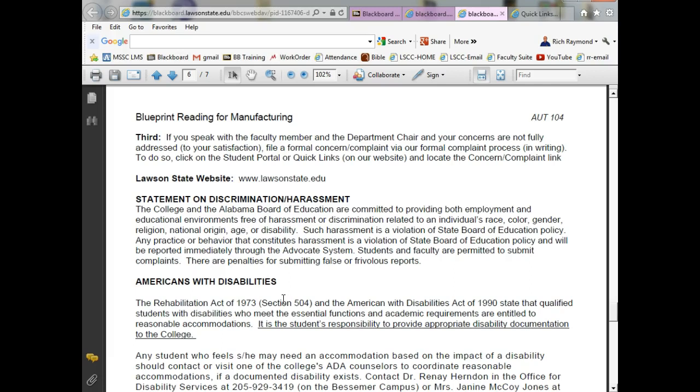We do have a wheelchair lift in this building. We don't have an elevator, but we have a wheelchair lift. It's also got a seat on it, so if you're not in a wheelchair but you have problems coming upstairs, then you can talk to Ms. Renee Herndon and get a key to the thing.